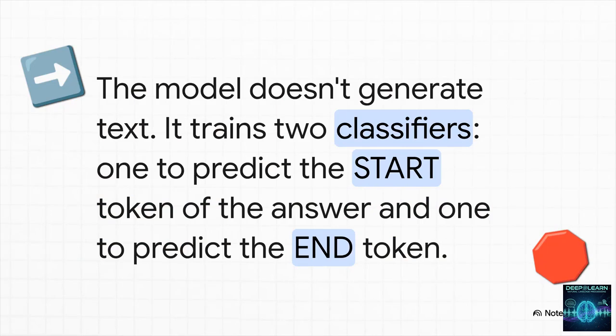And what's so clever about this extractive method is that the model doesn't even write new text. It just learns to predict two things: where the answer starts and where it ends. And what if a question is unanswerable? The model is trained to point both its start and end markers to the very beginning of the passage, which basically means, sorry, the answer just isn't here. It's so simple, but so effective.